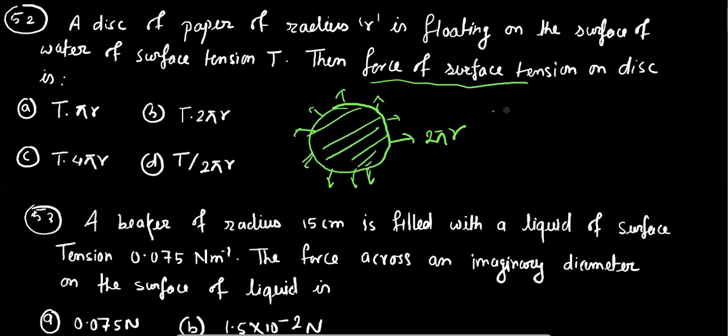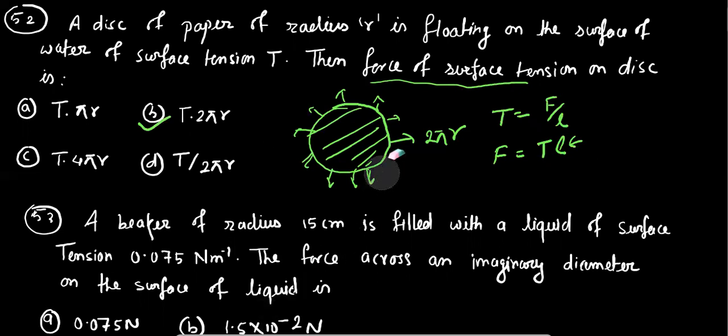We know that surface tension is equal to force per unit length. In general, force can be written as the product of surface tension times length, and in this case the length is the circumference of this particular disc. That's why our answer will be T times 2 pi r, and it is given in option B. That's why we can say that option B is the correct option for this particular question. So we are going to tick option B.